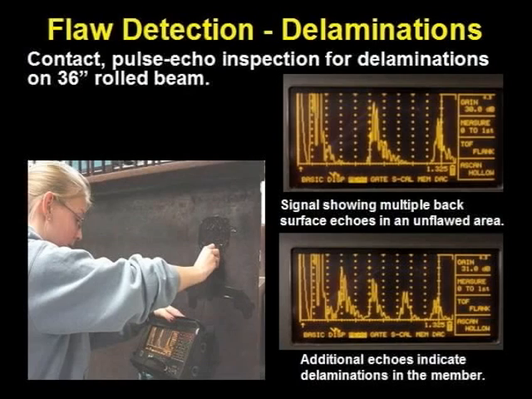Rolled steel beams can develop internal delaminations. The upper A-scan shows multiple internal reflections in an unflawed region of the beam due to the thickness of the steel. The lower A-scan shows multiple internal reflections with a much closer spacing due to a delamination close to the front surface. The delamination is so large that no part of the sound makes it to the back surface at all.